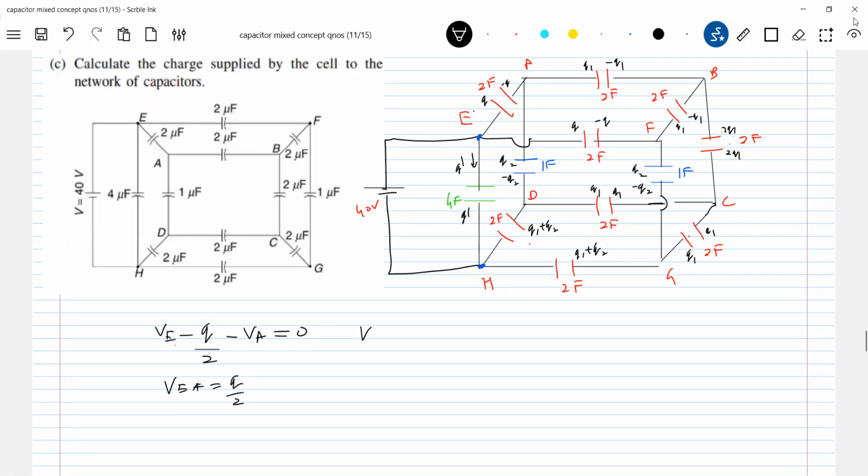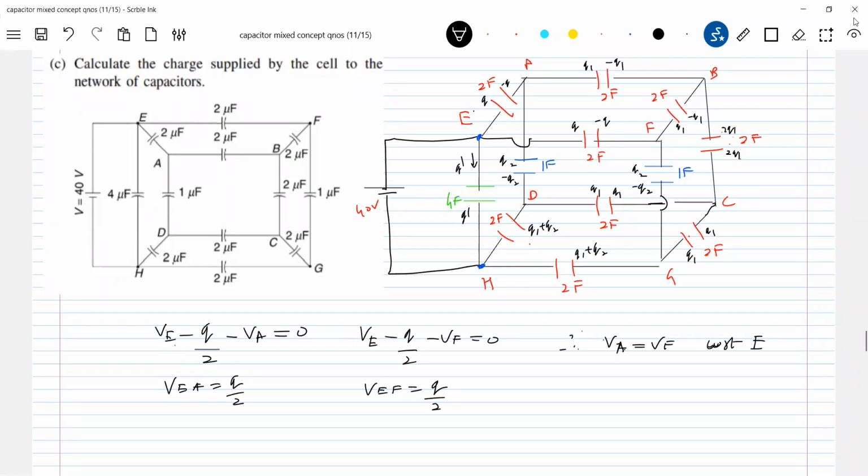Similarly, VE minus Q by 2 minus VF equal to 0. So VEF is equal to Q by 2. So therefore, A and F are at same potential with respect to E. VA equal to VF with respect to E. Similarly, look at the VD and VG.